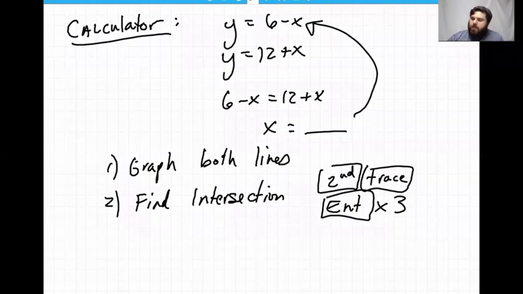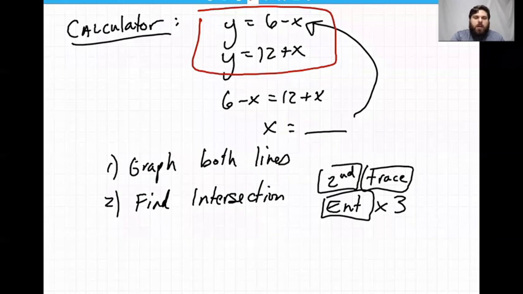Finally, a calculator. If you have y equals and y equals, it's easy to type those into your calculator. You don't have to do a lot of work, so that's a good reason to do that method. Okay.